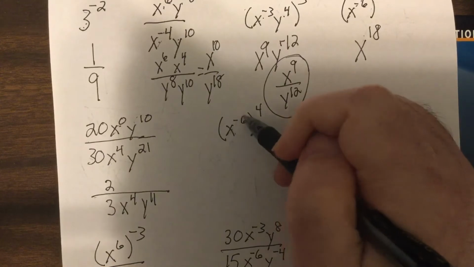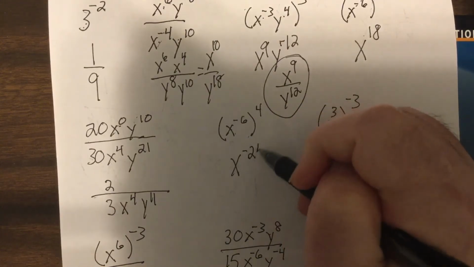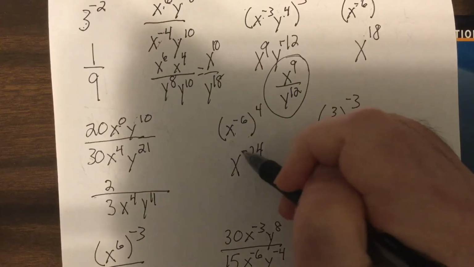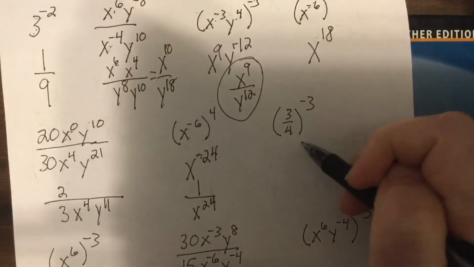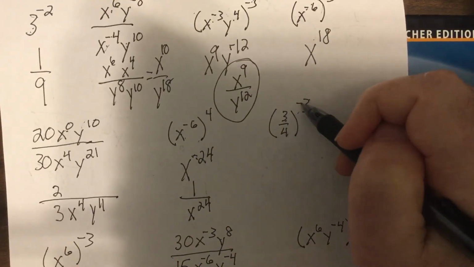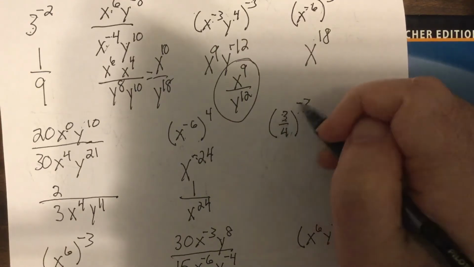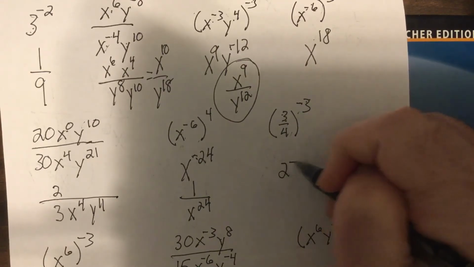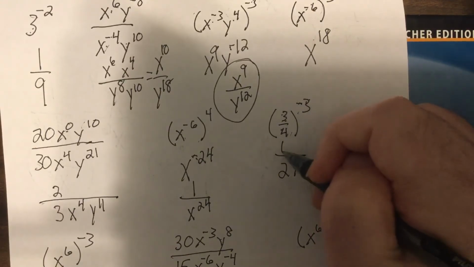Oh, I have a base to a power, raise it to another power, I multiply, so x to the negative 24. Oh, negative power, move it. I moved it. So this one, I need to do two things. I need to cube it, and I need to flip it. Take the reciprocal because it's on both. So 3 cubed is 27. Flip. 4 cubed is 64. Flip. Put it on top.